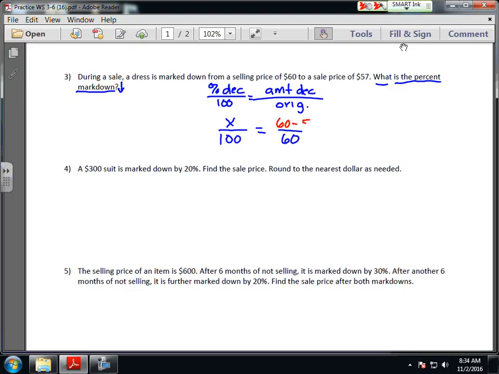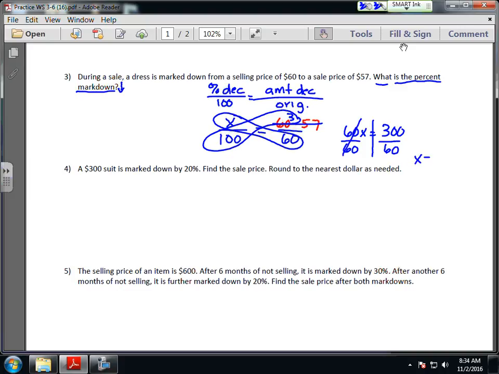60 minus 57, very good. What is my answer? 3, very good. Now I can go ahead and 60x equals 3 times 100. What am I doing to both sides of this? I'm dividing by 60. Very good. And when I divide by 60, what do I get?